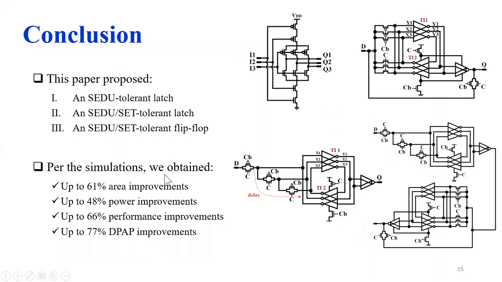So in conclusion, in this paper, we proposed 3 sequential logic circuits: a very fast SEDU tolerant latch, then an SEDU and SET tolerant latch, and based on these 2 designs, an SEDU and SET tolerant flip-flop. With these designs, up to 61% area improvement, up to 48% power improvement, up to 66% performance improvement, and up to 77% DPAP improvement have been achieved.